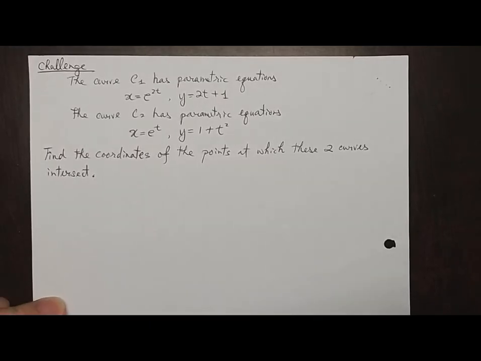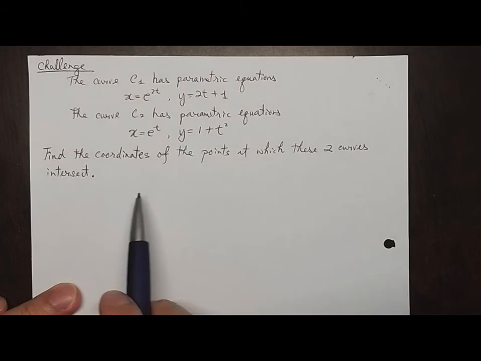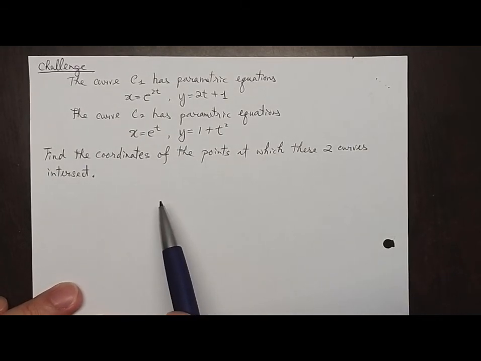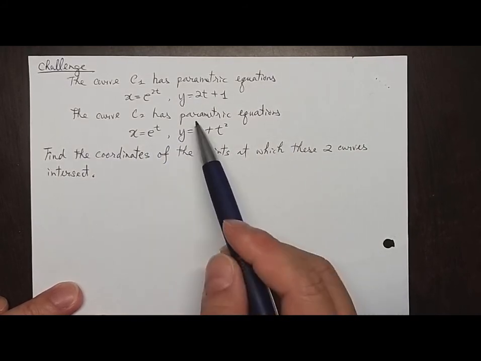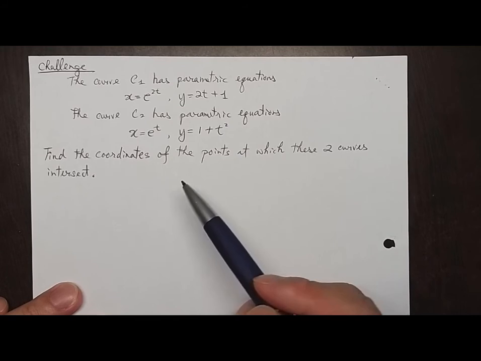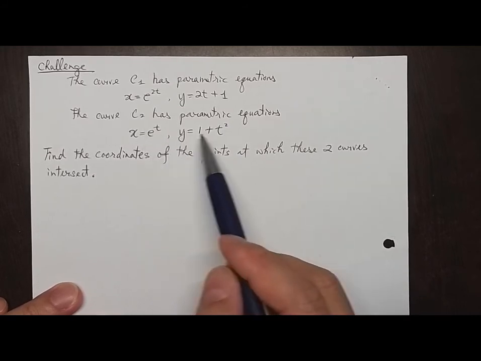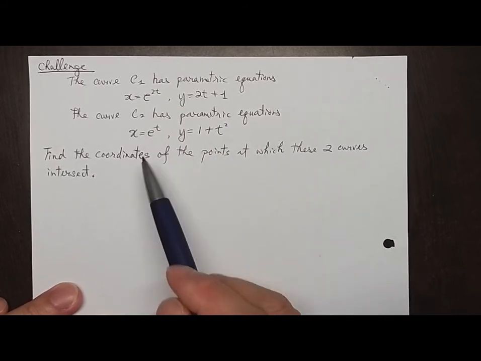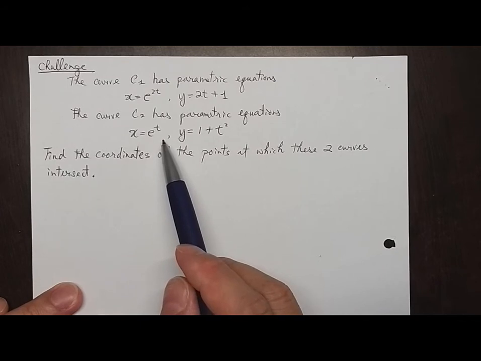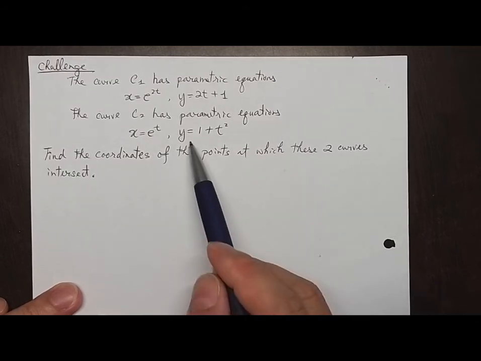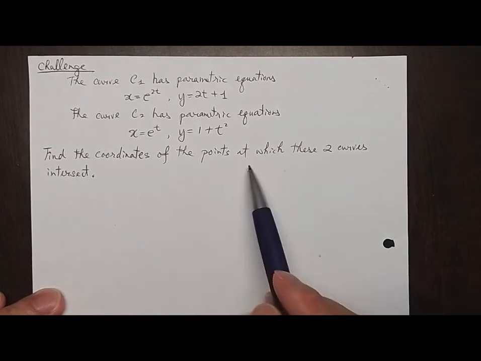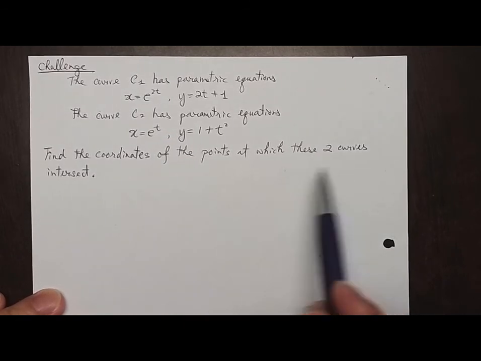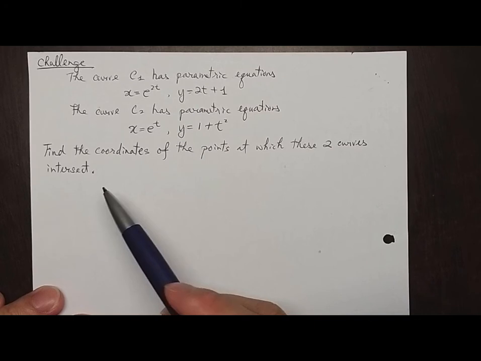Question number 6 is a challenge question. If we have a curve C1 with the parametric equations x = e^(2t) and y = 2t + 1, and the other curve C2 has the parametric equations x = e^t and y = 1 + t². Find the coordinates of the points at which these two curves intersect together.